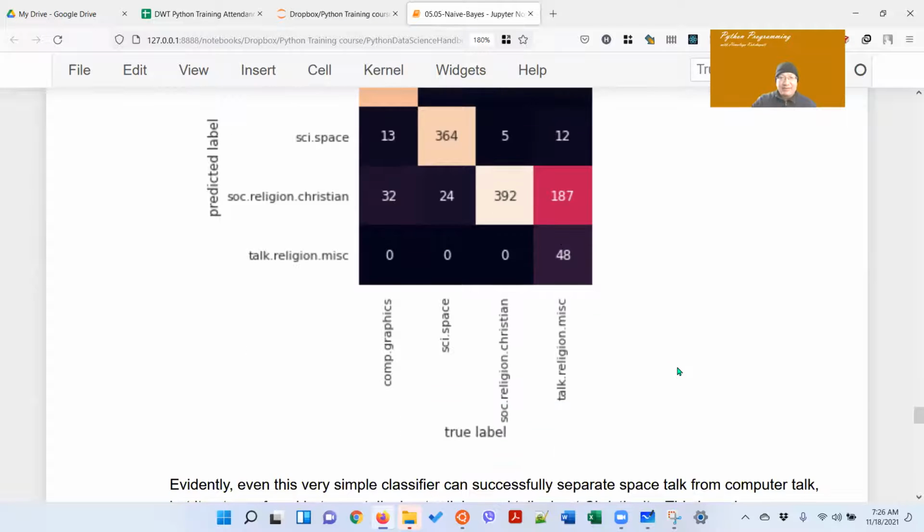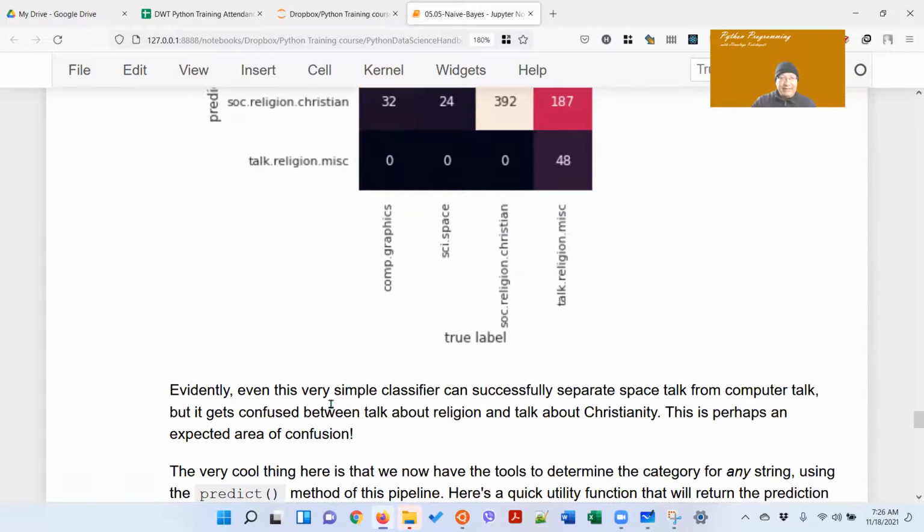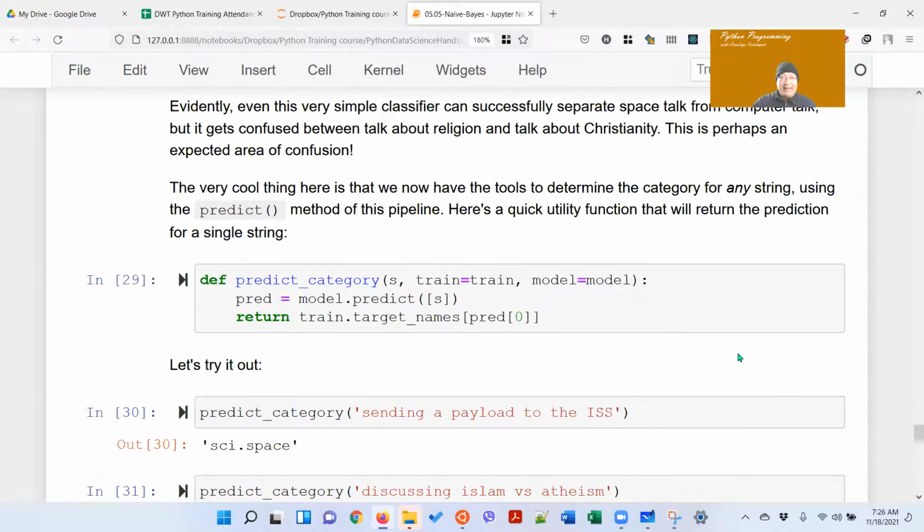You can see that evidently even this very simple classifier can successfully separate space talk from computer talk, but it gets confused between talk about religion and talk about Christianity, right? Perhaps this is the expected area of confusion, as is expected of course.